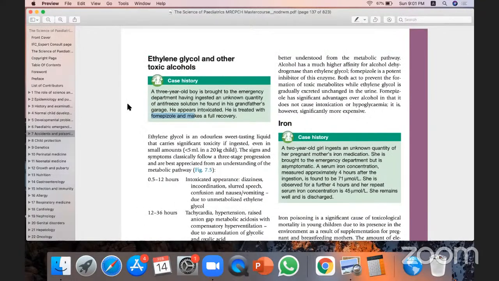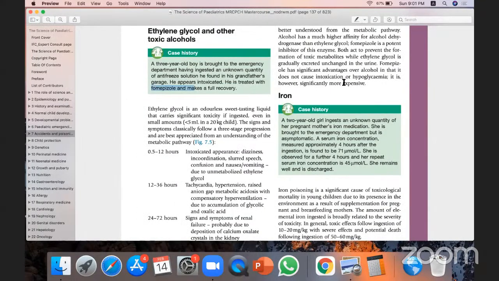Now next is iron. This question also came another time. Fomepizole has a significant advantage over ethanol. What is that? It does not cause intoxication, it does not cause more poisoning, and it does not cause hypoglycemia. This is an important line. So fomepizole is better, but fomepizole is costly. That's why we do not use it. We don't actually have it.